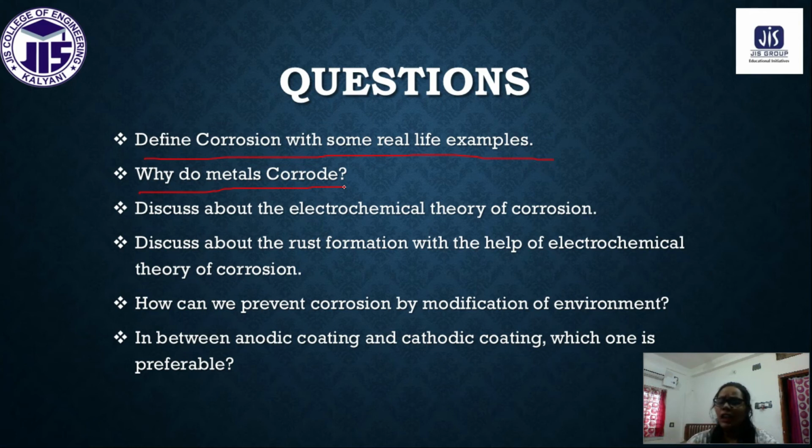we do not get pure metal from nature. Generally we get the ores of those metals. Ores means hydroxide, carbonate, sulfide, sulfate. From these ores we extract the pure metal, right? So this is the general process. Now these ores are much more stable than the pure metals. That is why we find the ores in nature.